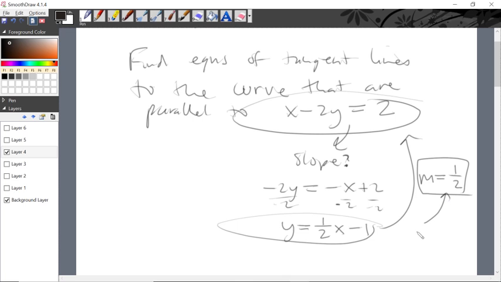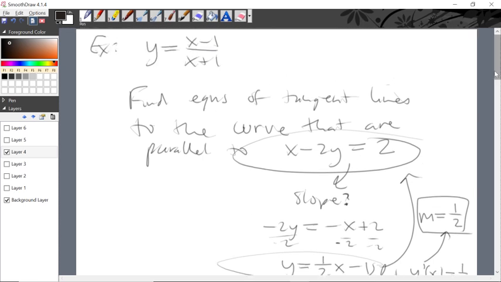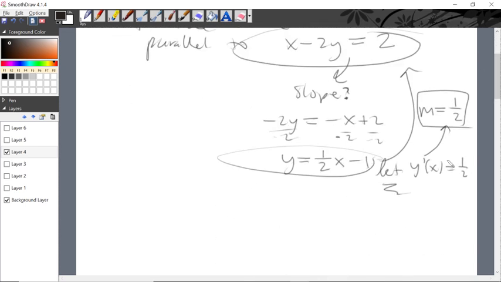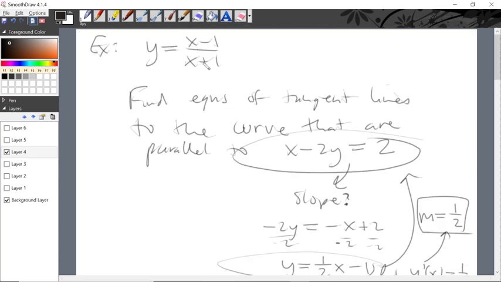Okay, we want y prime of x to equal 1/2. We want to let y prime of x equal 1/2 in order to be sure that we would have tangent lines that are parallel to this line here. We need the function y prime of x, and that's going to give us an equation we can solve for x. For all those values of x, we would have specific locations of points on the curve, and then we can write the equations of the tangent lines.